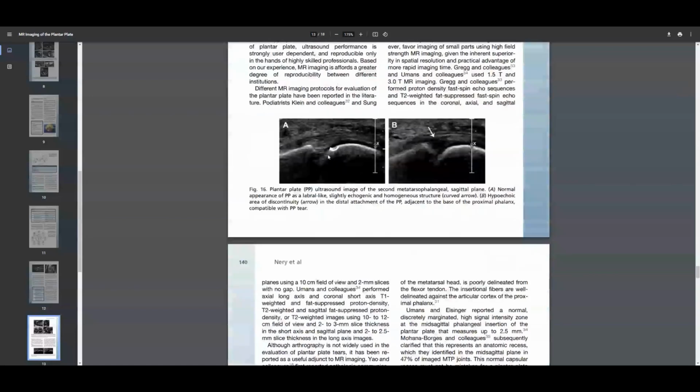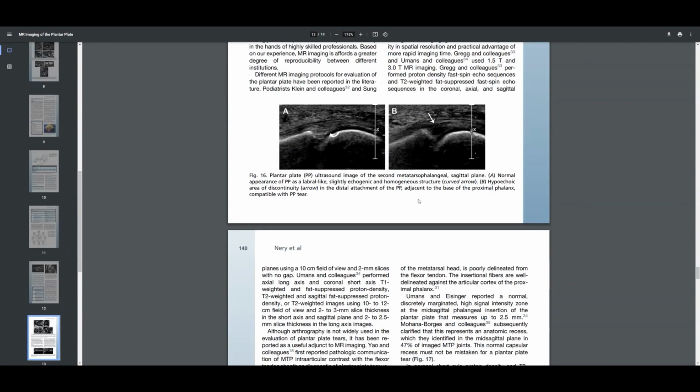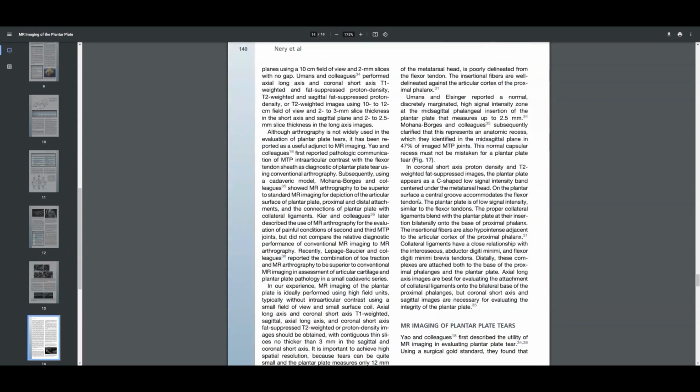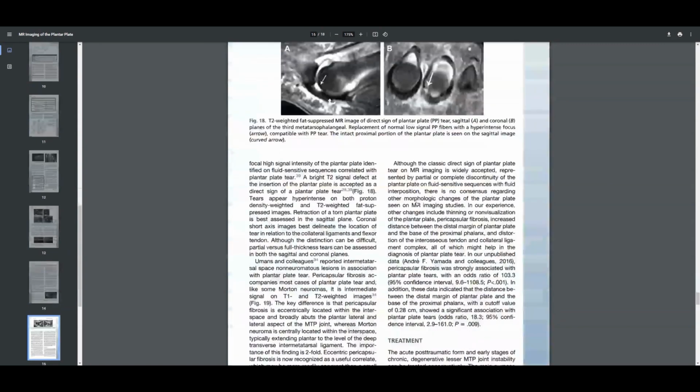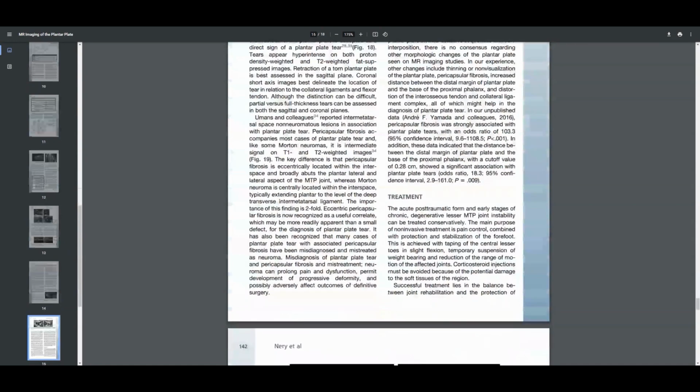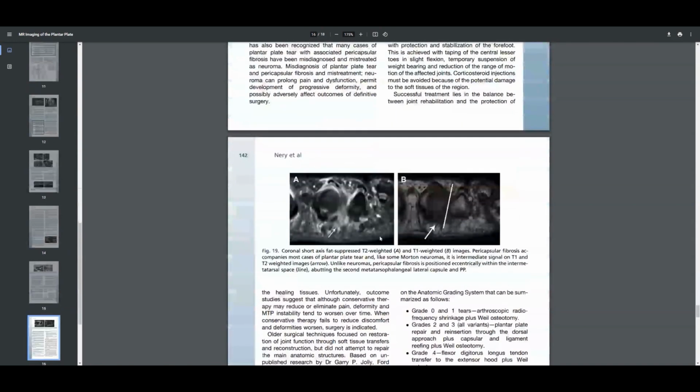These are normal examples. They move to abnormal examples, this being a normal sonogram and this being the abnormal, the hypoechoic region of the tear in this area of discontinuity of the plantar plate seen on ultrasound. So they give us an idea of what we can see. But what is really the power of this article is it also brings a lot of the clinical portions home by talking about the treatment and what we can do for our patients.